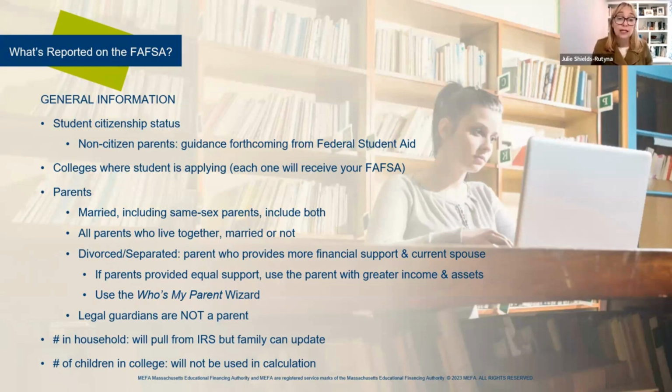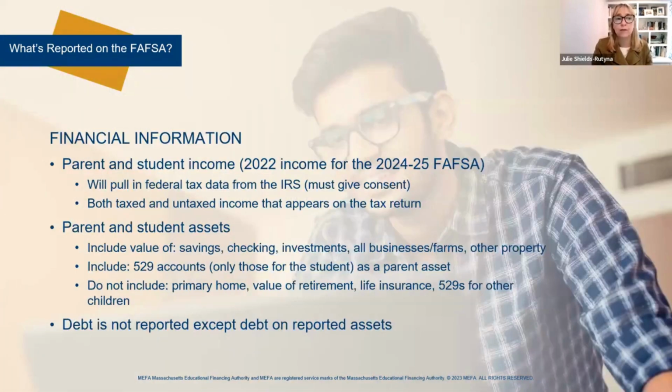It will also collect the number in your household. That information is going to come directly from the IRS, but as a family, you can update that. And it will also ask you the number of children in college, but that won't factor into the calculation beginning this year. And then some financial information will be on the FAFSA.